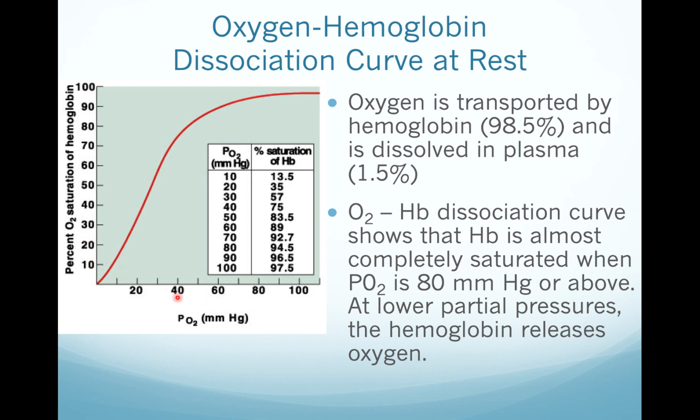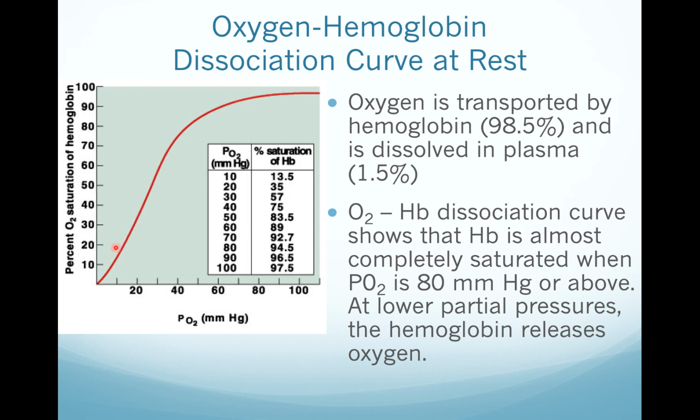X-axis means how much oxygen you have in the air you're breathing. The y-axis means how much of that oxygen is bound onto hemoglobin. Because as you know, oxygen is a gas that moves through the blood by binding to the hemoglobin of red blood cells. This graph makes sense because as you increase the amount of oxygen in the air that you breathe, you're going to have more oxygen binding to hemoglobin.